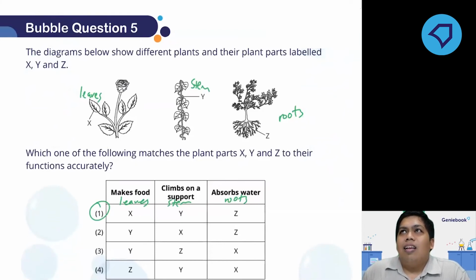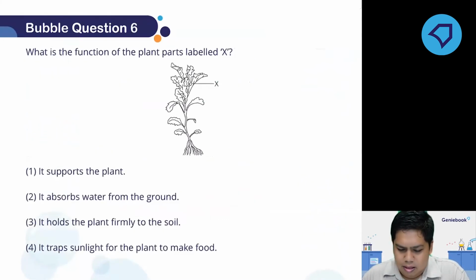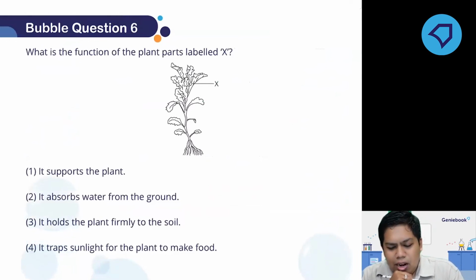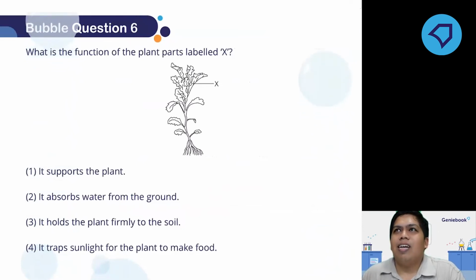Let's look at the next bubble question. What is the function of the plant part labeled X? Look at the plant part labeled X and read the options carefully, one by one. Look at the options carefully. Ready? I will start the timer in 3, 2, 1, go.